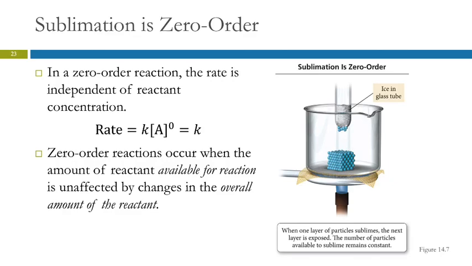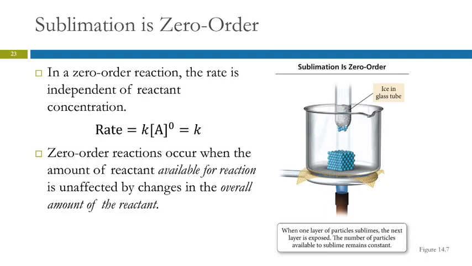No. What's underneath the first layer of 100? Another layer of 100. But eventually they will all sublimate. Eventually, yes. Eventually the zero order reaction will stop when all the reactant is gone. So you can't necessarily take this to an extreme.